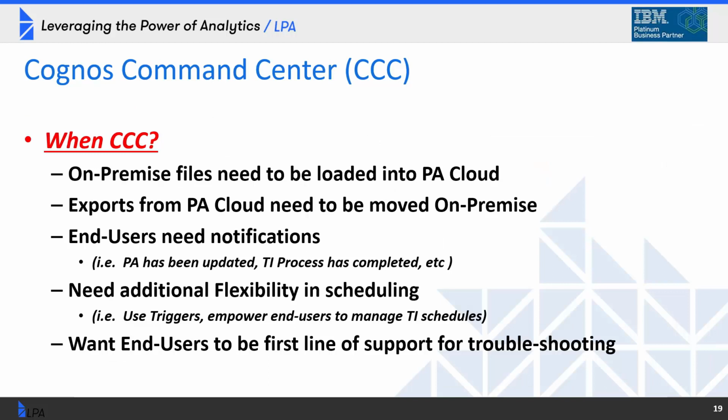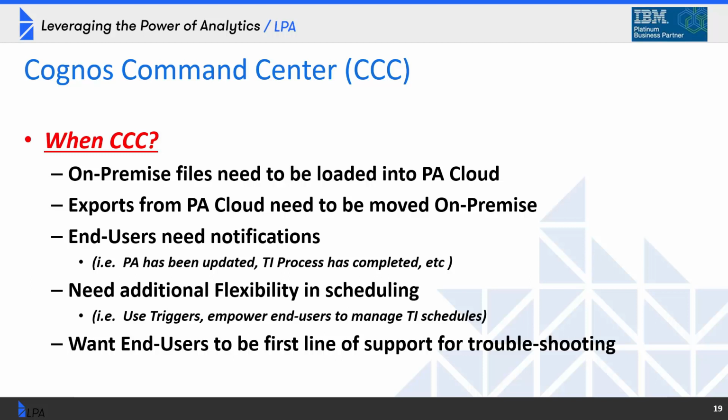When would you use Cognos Command Center? So these are just some examples. There are many more, but just some examples of things that we've seen. You've got files that are on-premise that need to be loaded into PA Cloud, rather than having a user go in and FTP files from somewhere on the server up to the cloud. You can use Cognos Command Center to automatically pick up those files from a location. You put parameters in that Cognos Command Center job where they could key in what the file name is, or they could select the file, and it will send it automatically via FTPS to the right location in Planning Analytics Cloud.